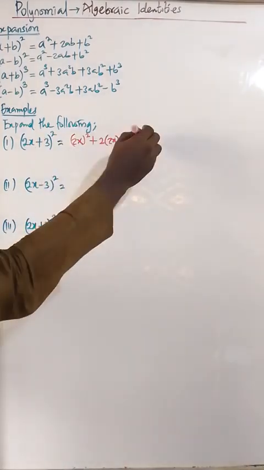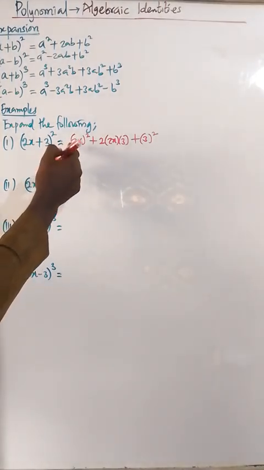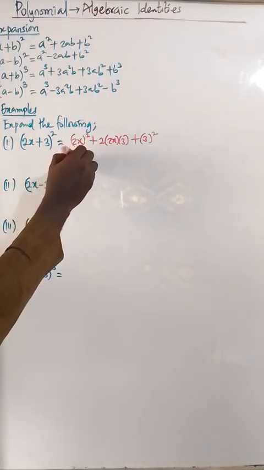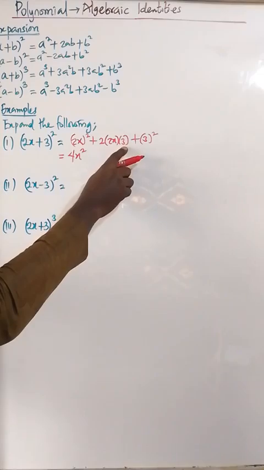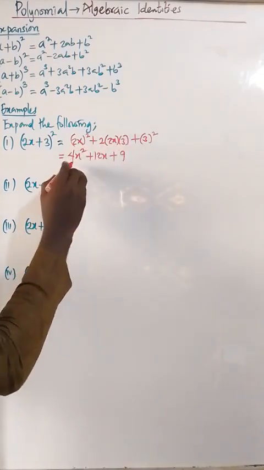Then we square the second, 3 all squared. Then this becomes 2 squared, 4. Then we have x squared. 2 times 2, 4. 4 times 3, 12. That's 12x. 3 squared, 9. Final answer.